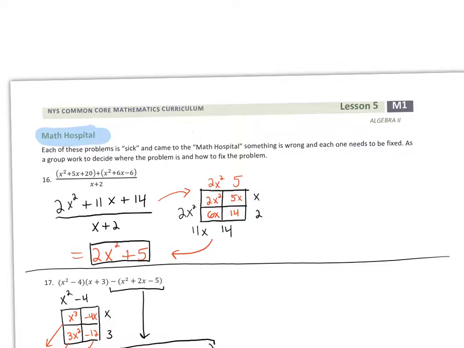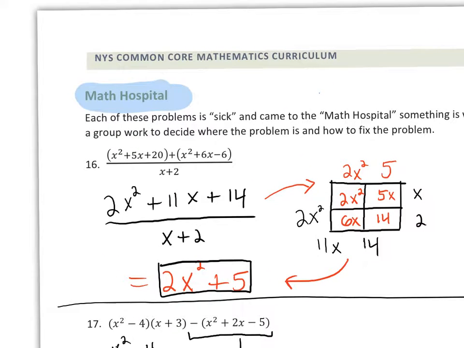I'm going to go through and start thinking about each problem as it comes in sick. Something is wrong with each one and needs to be fixed, and we need to decide where the problem is and how to fix it. So when I look here, I see this is an overall, and I'm going to zoom in even more. I notice that I have an addition problem that's going to turn into a division problem. So I first need to do the numerator. So I've got x squared and x squared, that's 2x squared. Okay, they did that right. 5x and 6x, okay, that's 11x. They did that right. 20 minus 6 is 14. Okay, they did that right, and then they copied the x minus 2 down below.